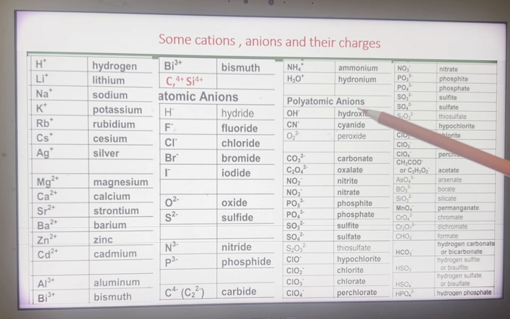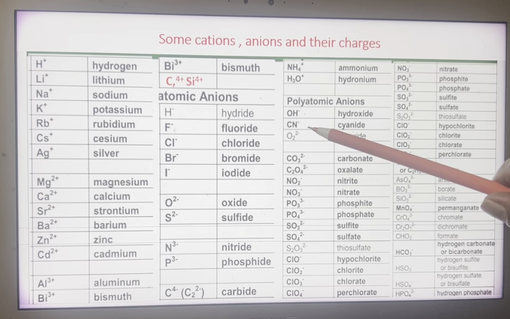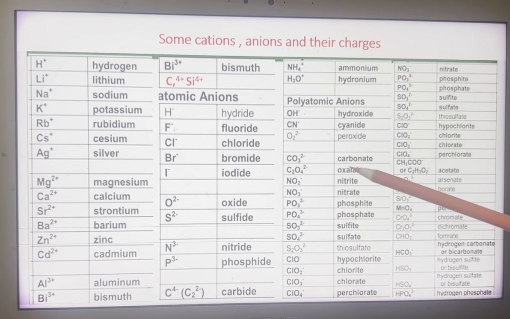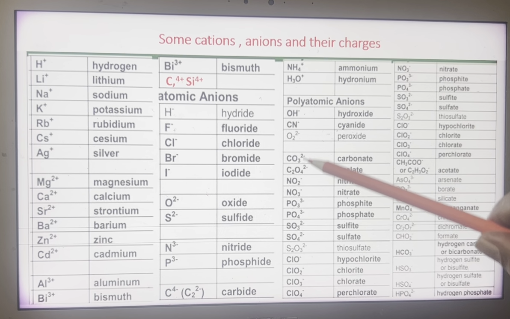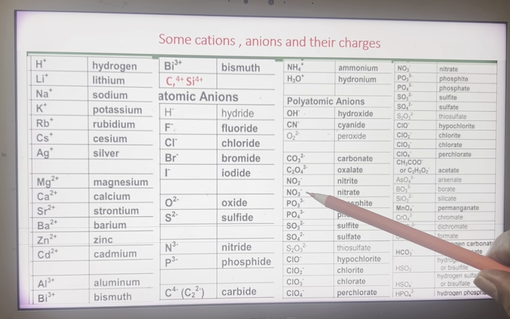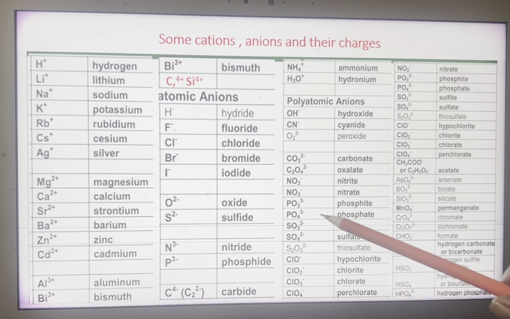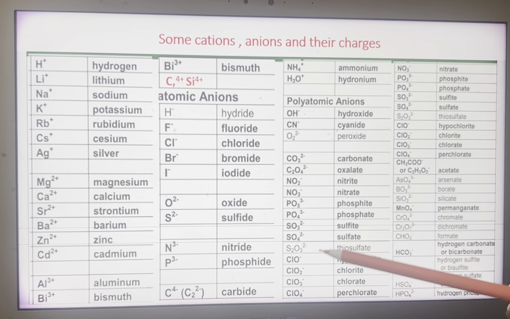Polyatomic anions are OH minus hydroxide ion, cyanide ion, peroxide ion O2 2 minus, oxide ion, carbonate CO3 2 minus, oxalate C2O4 2 minus, nitrate NO3 minus, and phosphate PO4 3 minus. You have to remember most of these ions so that you can write correct formulas. Bicarbonate ion, bisulfate ion, so many ions are there.